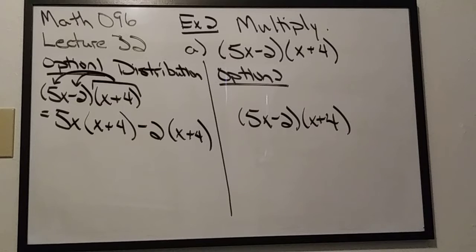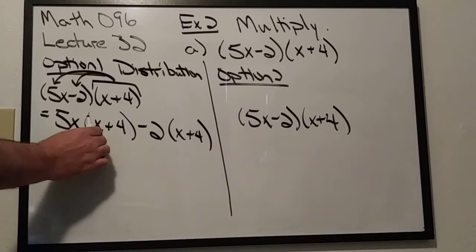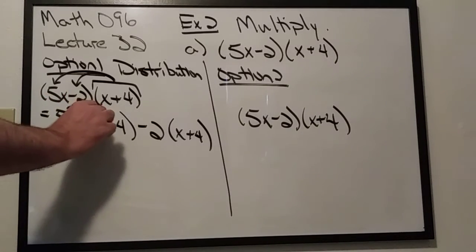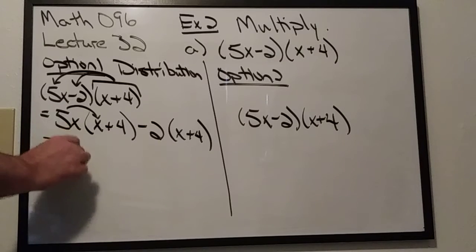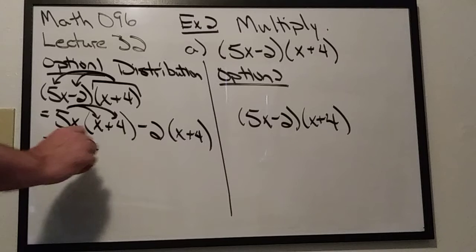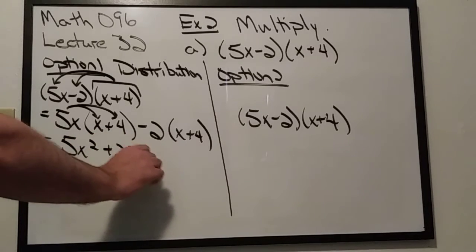Now that I've done that, then, I have two problems like problems we looked at last time. This is a monomial, 5x, times the binomial x plus 4. That's a distribution problem as well. So distribute the 5x through to the x, we're going to get 5x squared. Distribute the 5x through to the positive 4, that's going to be a positive 20x.